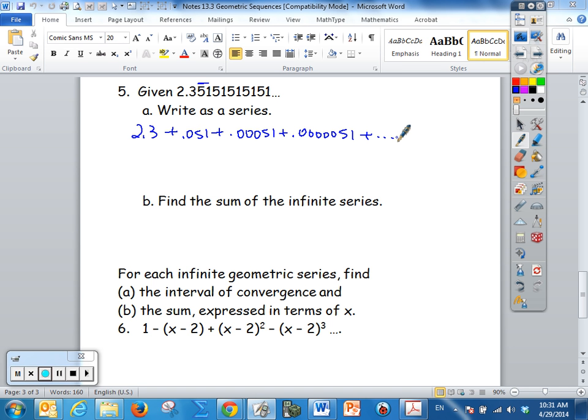What we really are going for is fraction form. And those of you that can go straight to a fraction don't need to write this first part. You can just go straight to a fraction for me. So this would be 23 tenths. This would be 51 thousandths. 51. That's what we're going for.